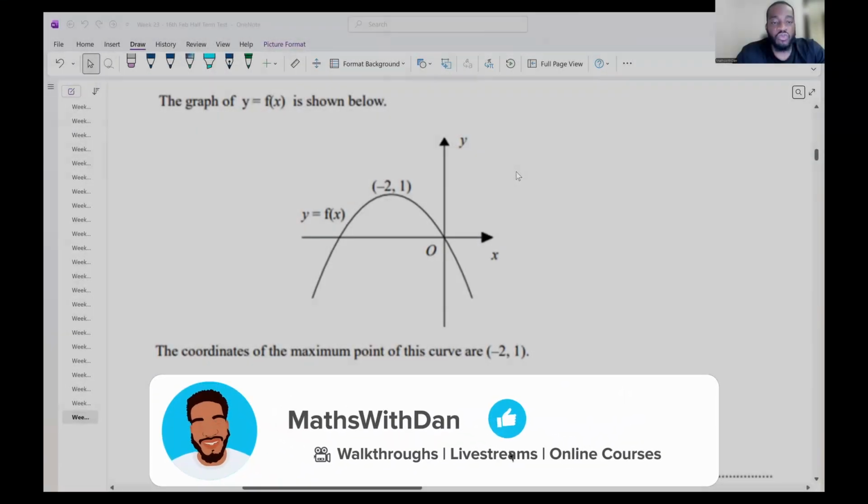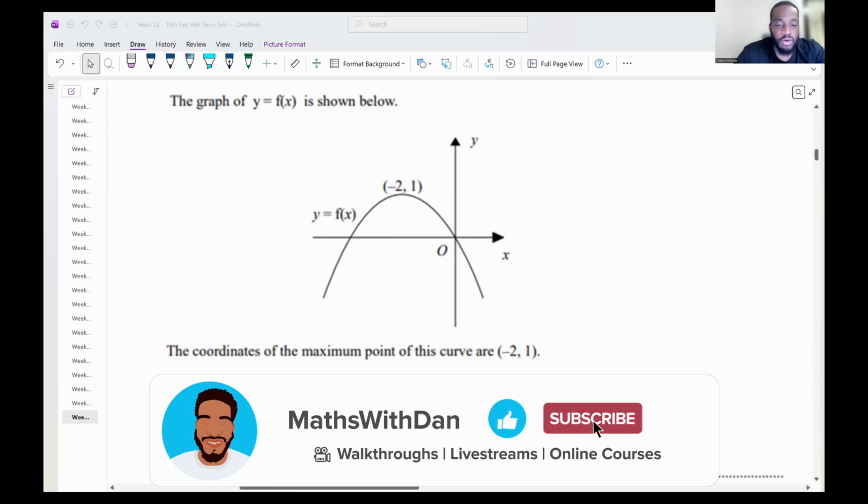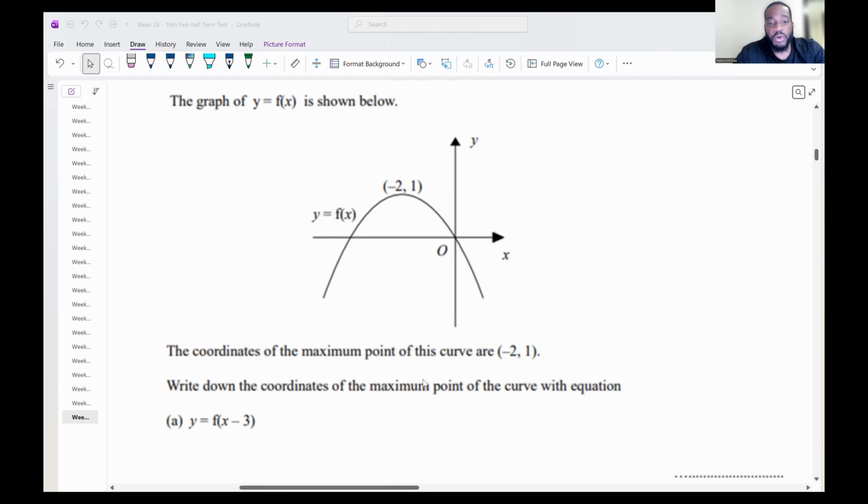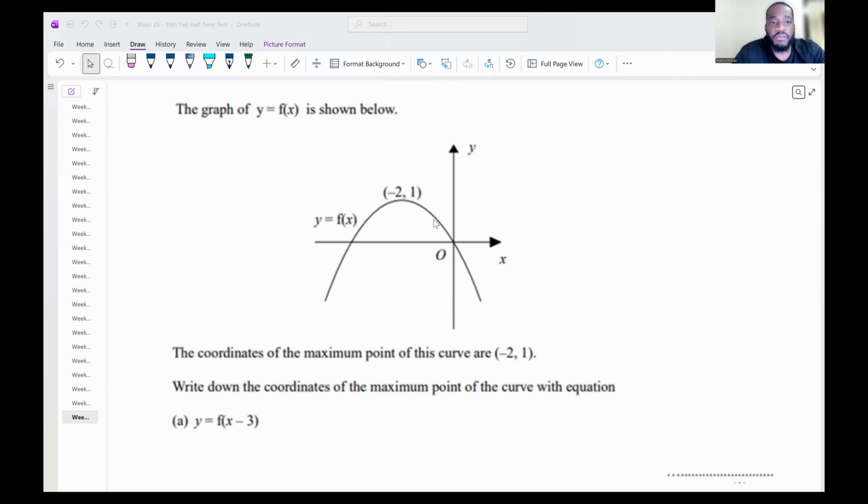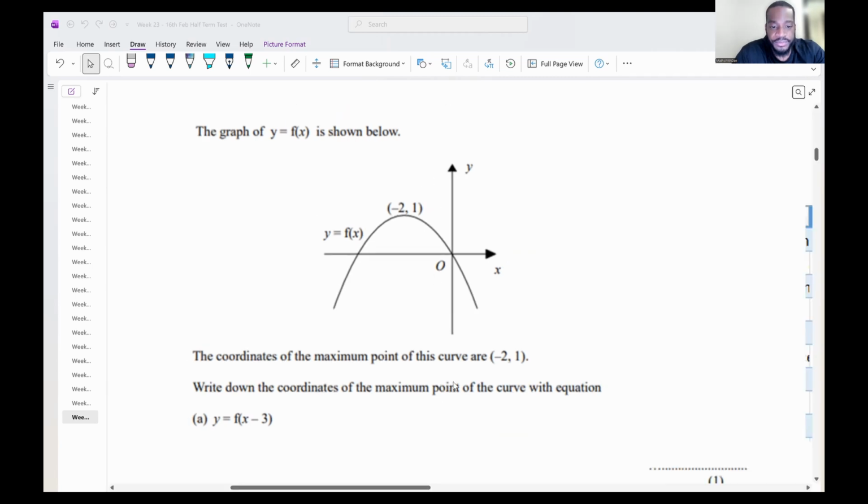It says the graph of y equals f of x is shown below. So we've got this point, the coordinates of the maximum point on this curve, which is minus 2, 1. Write down the coordinates of the maximum point of the curve of equation y equals f of x minus 3. Okay, that is part A. So this is graph transformations.